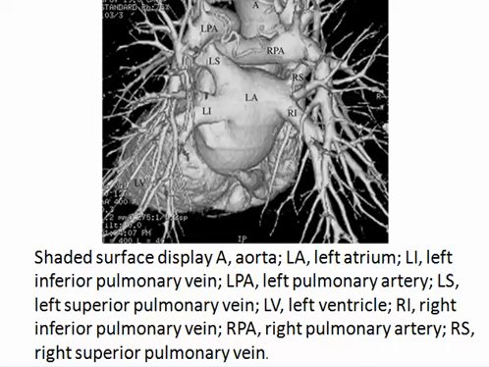This is what we call shaded surface display. A for aorta, LA for the left atrium, and here the 4 veins are going into the left atrium. LI is the left inferior pulmonary vein, LPA the left pulmonary artery, LS is for the left superior pulmonary vein, LV is for the left ventricle, while the RI is for the right inferior pulmonary vein, and RPA is the right pulmonary artery, RS is the right superior pulmonary vein.